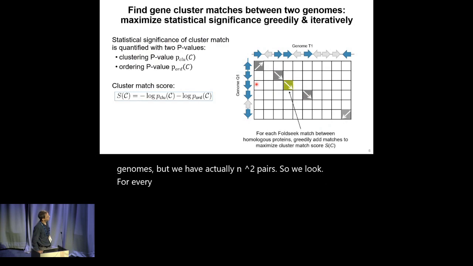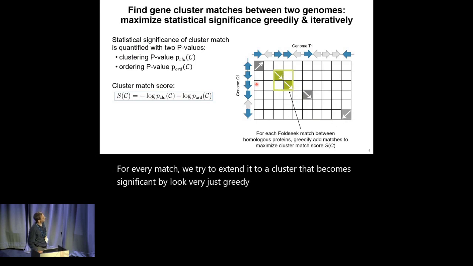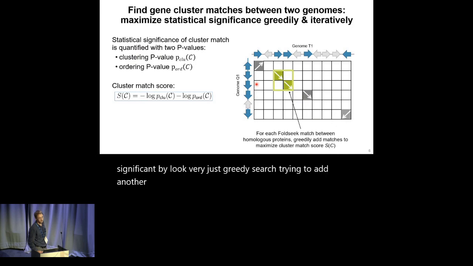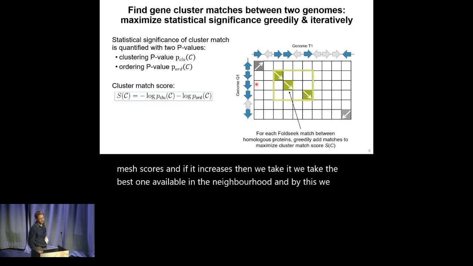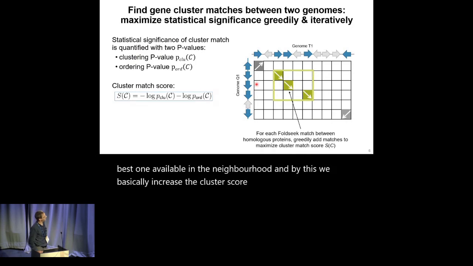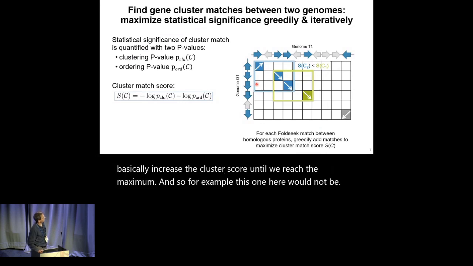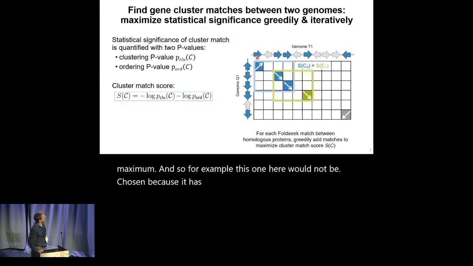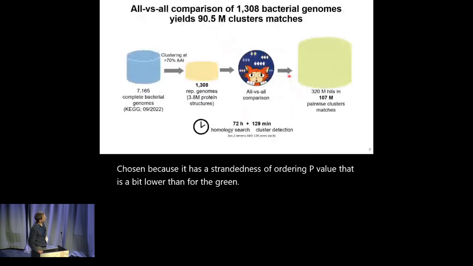We try to extend it to a cluster that becomes significant by very greedy search, trying to add another one and calculating the significance score, so the cluster match score. And if it increases, then we take it. We take the best one available in the neighborhood, and by this we basically increase the cluster score until we reach the maximum. For example, this one here would not be chosen because it has a strandedness or ordering p-value that is a bit lower than for the green cluster. Okay, so this is all there is.